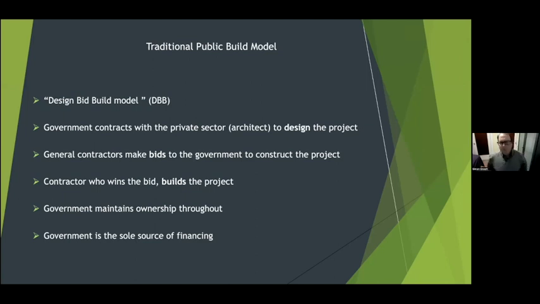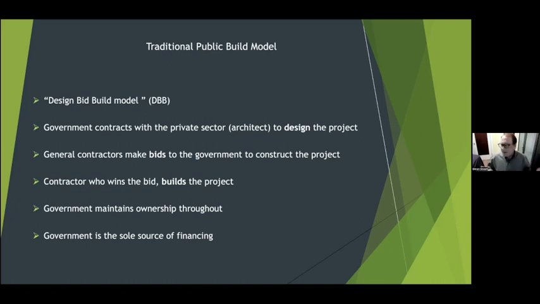So the traditional public build model is quite straightforward. It's what's known in the P3 parlance as design, bid, build. Which means that if you want to build a school, the government contracts an architectural firm or an engineering consultant to design the school according to the government's needs and specifications. The architect produces building plans. General contractors will then make bids to construct the school. And whoever wins the bid builds the school.